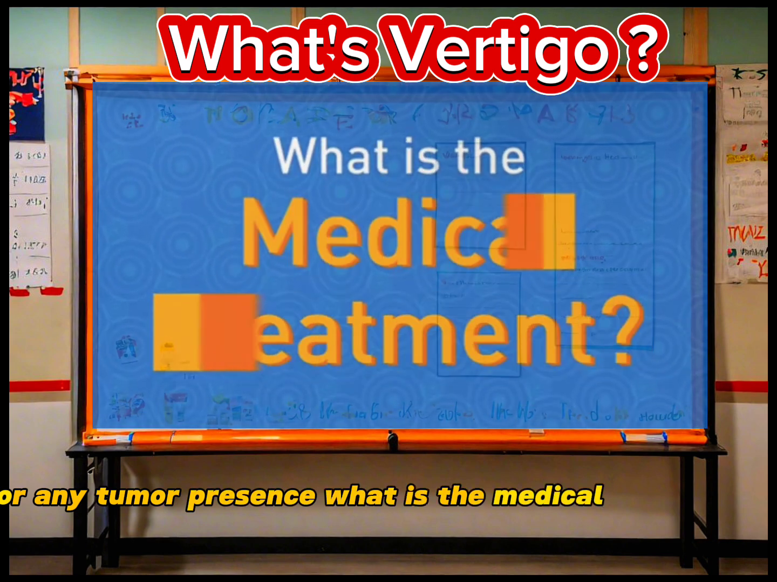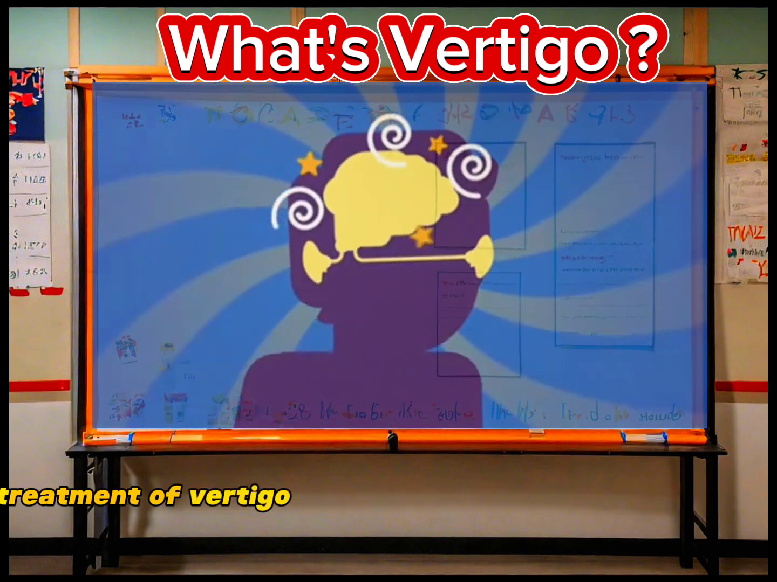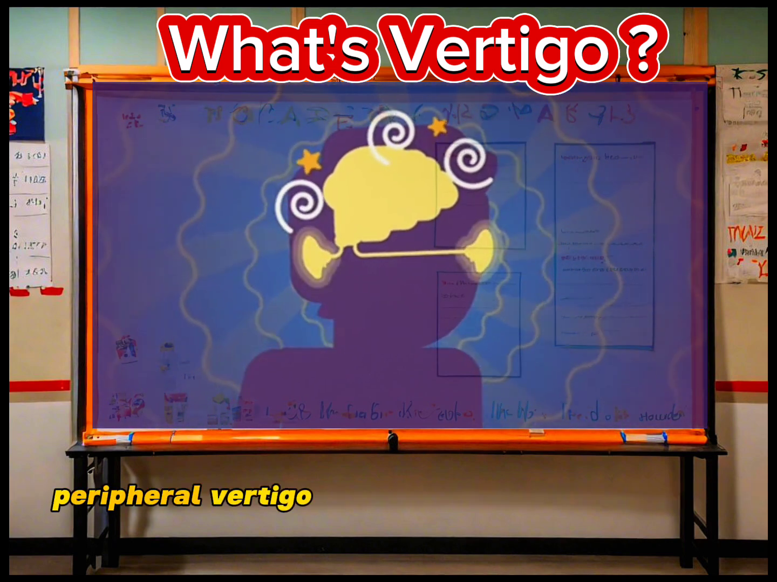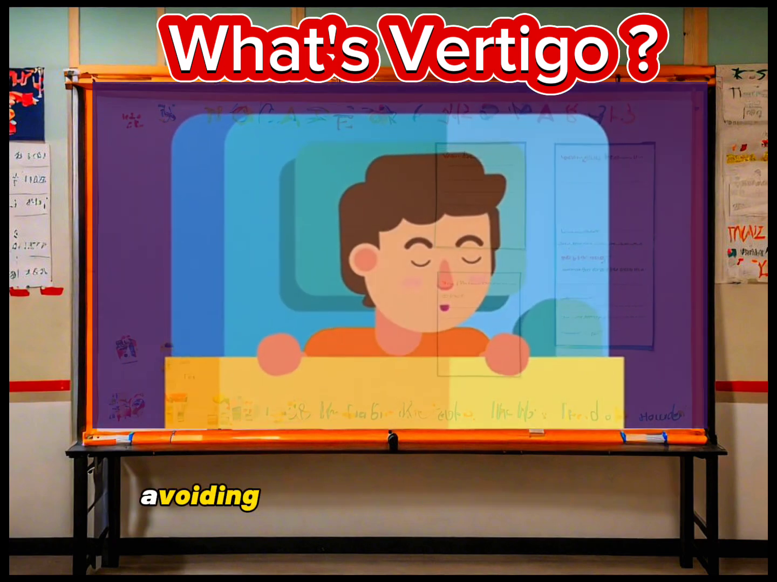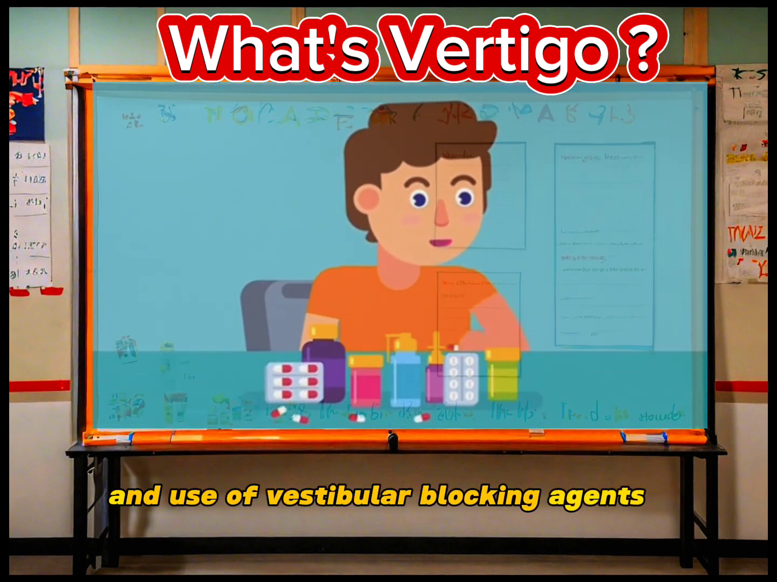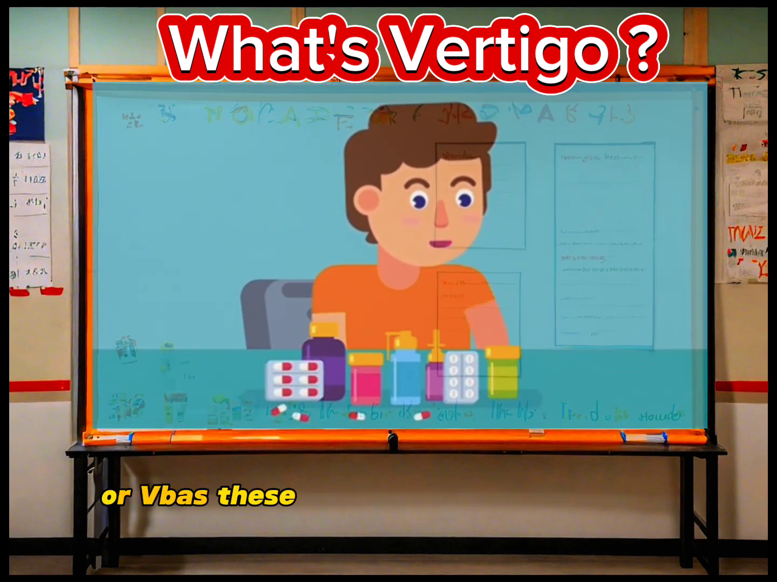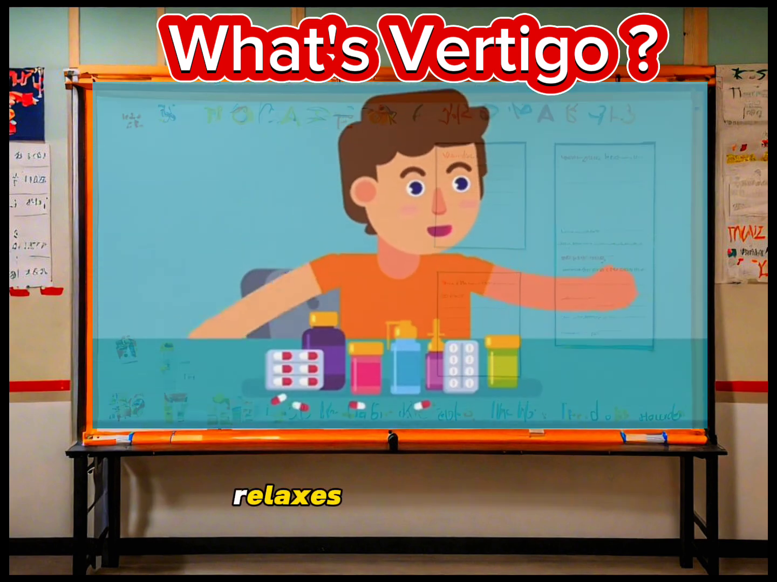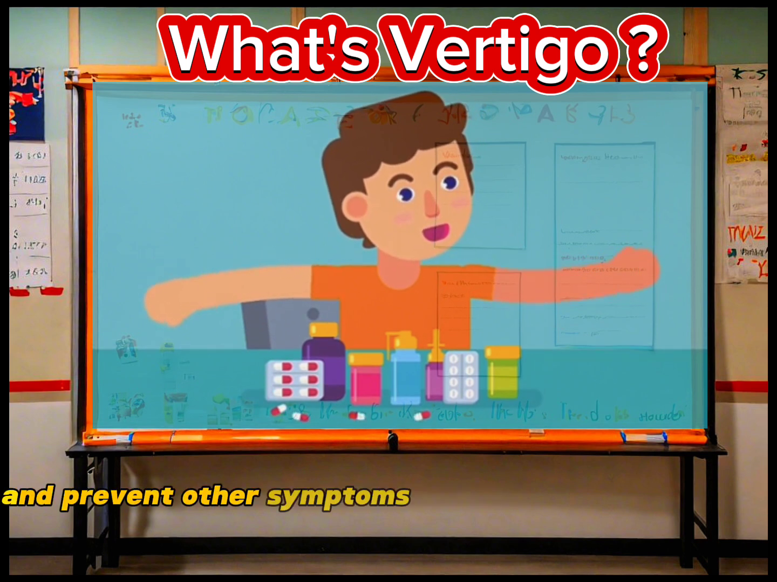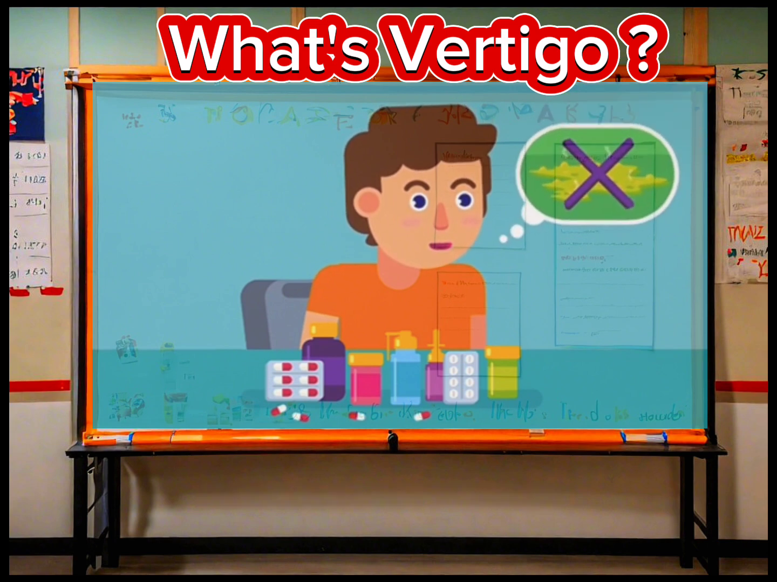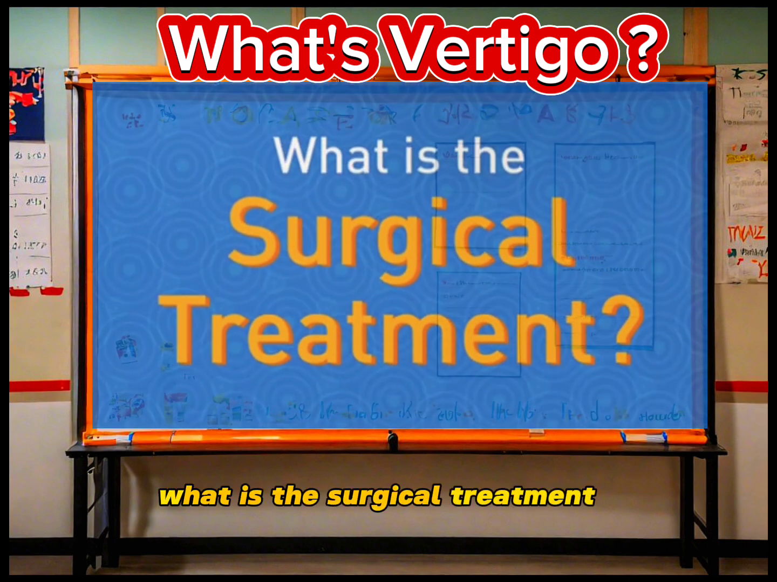What is the medical treatment? Treatment of vertigo depends on the causative factor. Peripheral vertigo can be treated by bed rest, avoiding sudden position changes, and use of vestibular blocking agents or VBAs. These medications help relieve the inflammation in the inner ear, relax the muscles, and prevent other symptoms associated with vertigo, like nausea and vomiting.